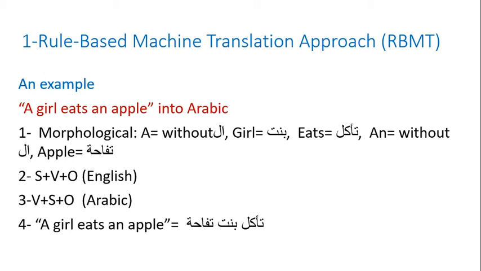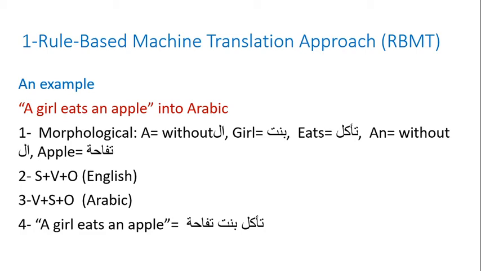For example, at the morphological level, "a" is without "al" in Arabic. The "a" has no translation; rather, there is omission of "al" if we want to translate "a". And then the word "girl" means bint, and "eats" means ta'kulu, a verb, and then "an" is also without "al", which is omission. So then the word "apple" is tufaha.